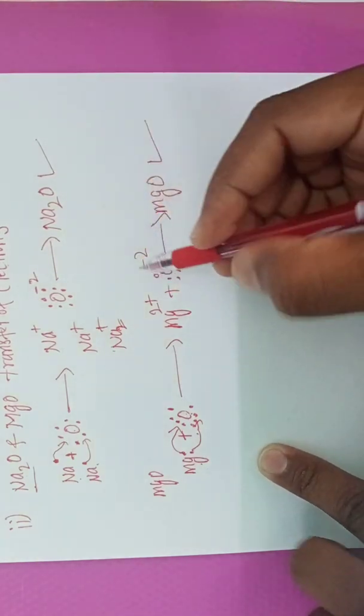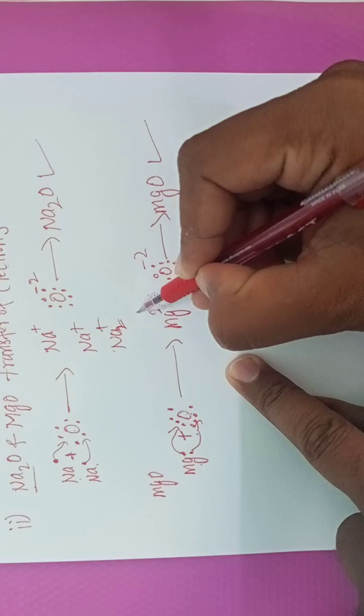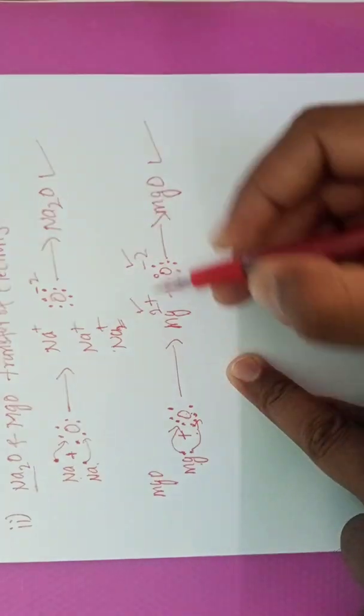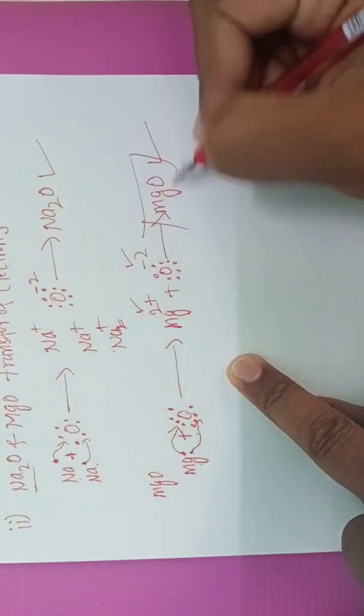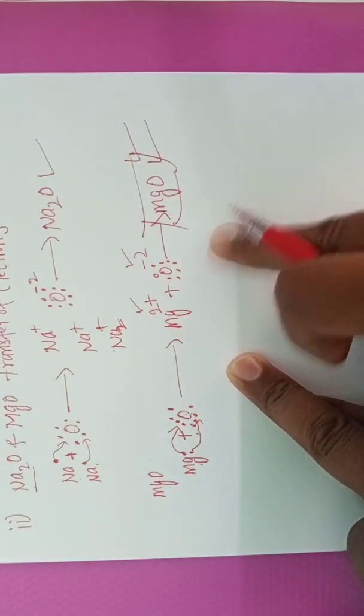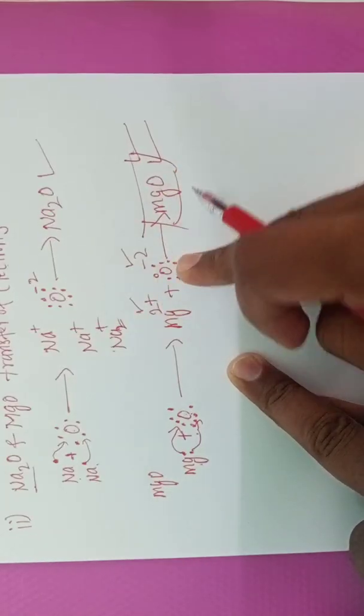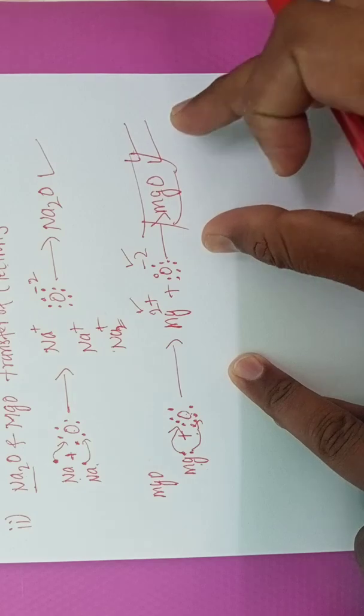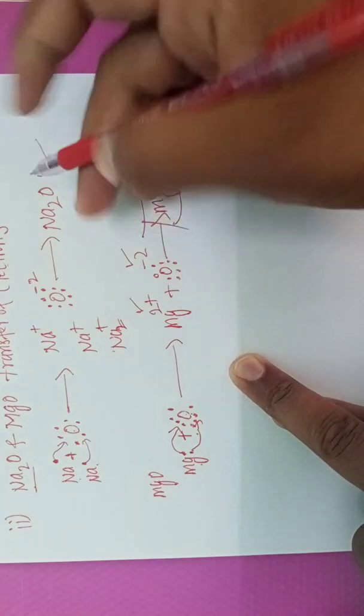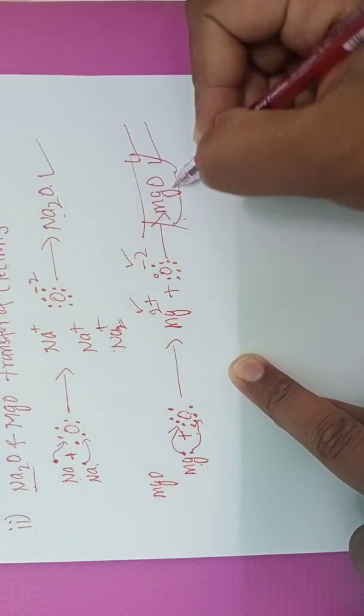So see in these charges, here positive 2 is there and here -2 is there. So the total charge of the combined ionic product should be neutral. The charges are equal, that means the ionic compound should be neutral. Okay, this is sodium oxide and magnesium oxide.